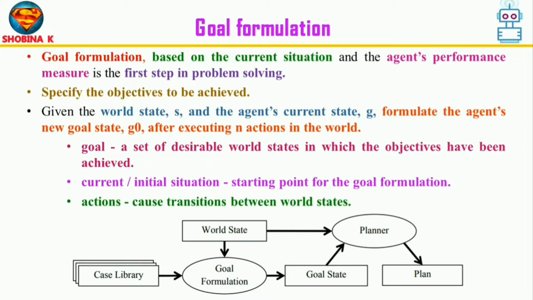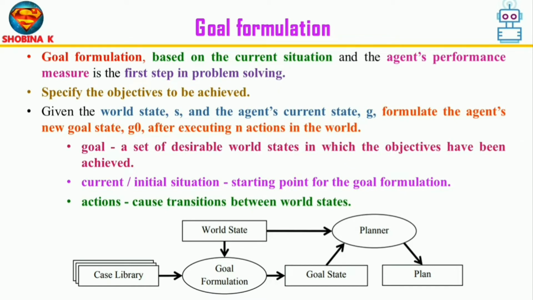The major challenge in goal formulation is developing a representation for an agent to reason and recognize when new goals need to be formulated due to plan failures. From the figure, the goal formulation makes use of a case library to formulate a goal state. To achieve this goal state, the system computes the action required to reach the goal state from the current state and then builds a plan.